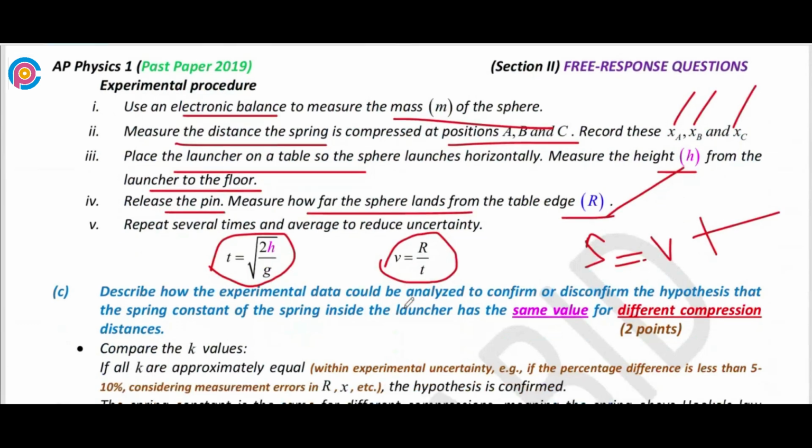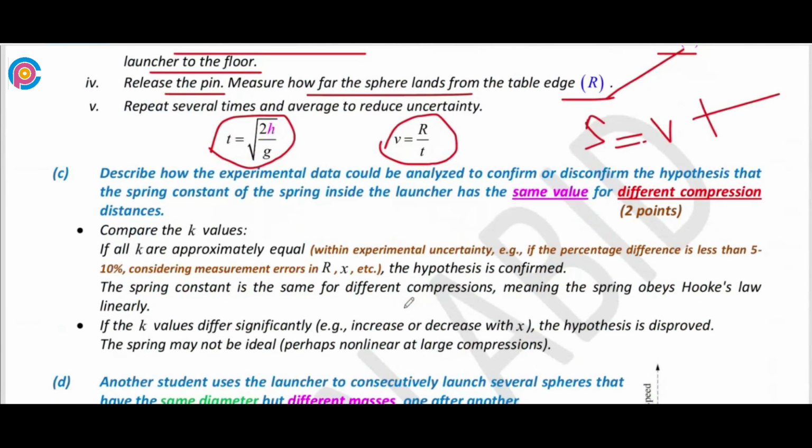Okay. Now describe how the experimental data could be analyzed to confirm or disconfirm the hypothesis that the spring constant of the spring inside the launcher has the same value for different compression distances. Now we have to compare the value of K for the three different positions XA, XB, XC. If all the K values are approximately equal, then the hypothesis is confirmed.